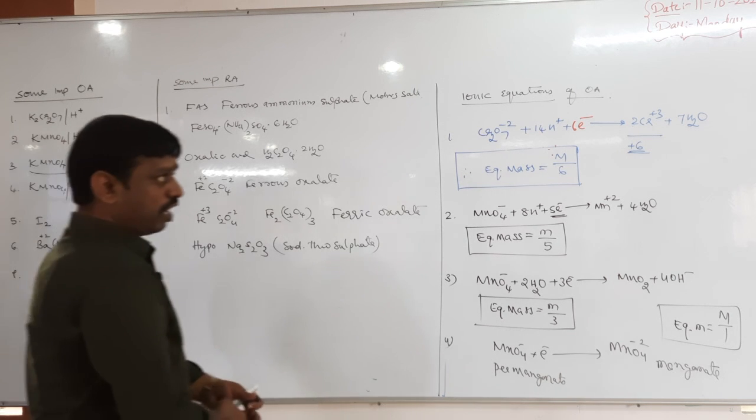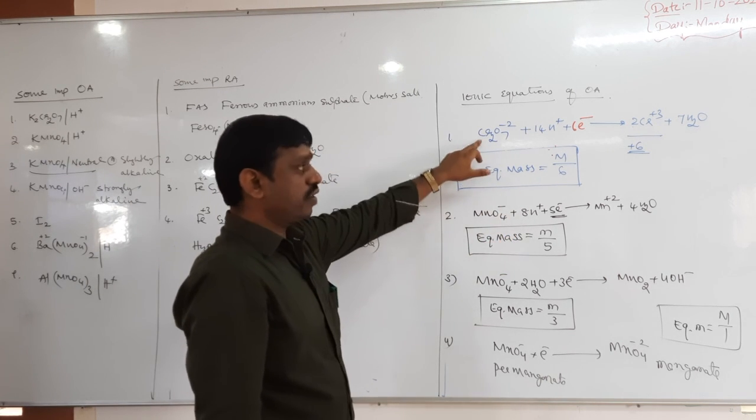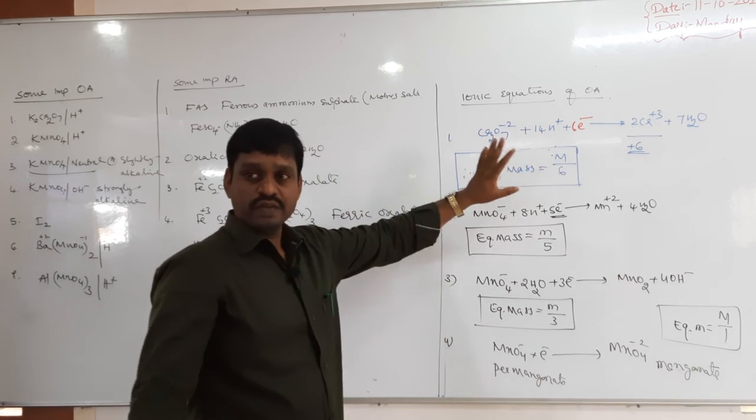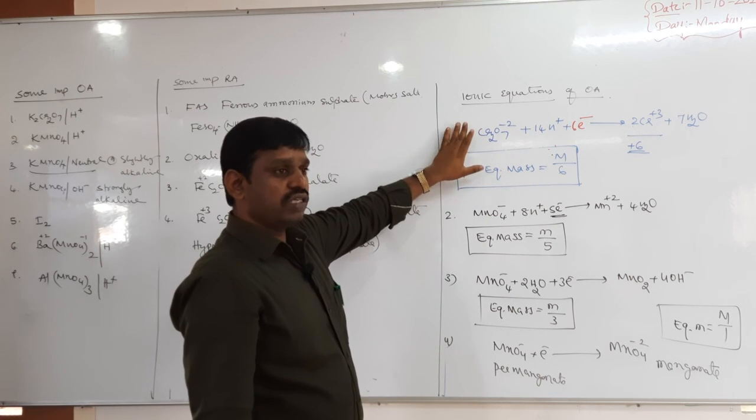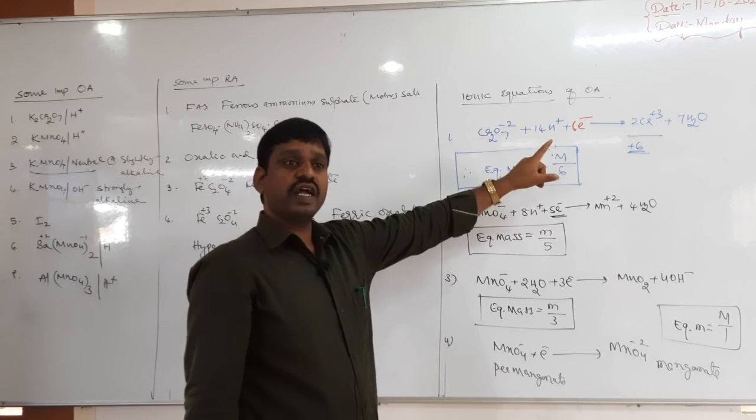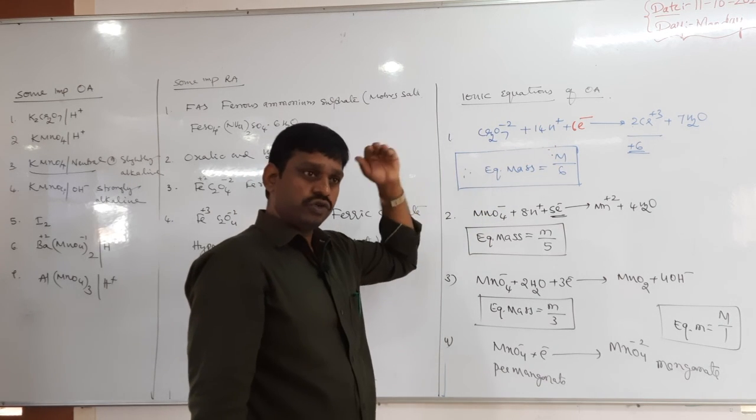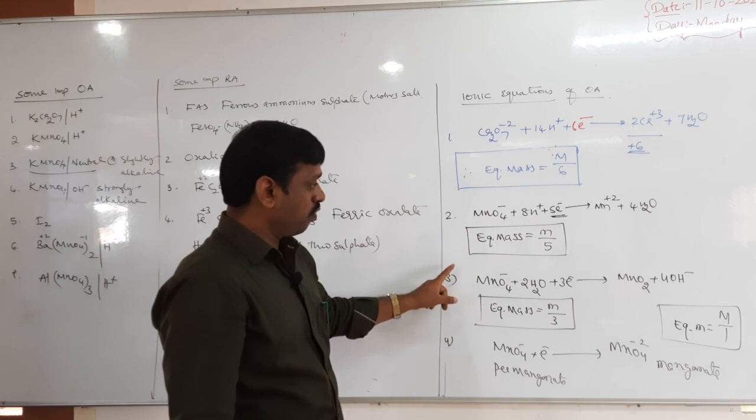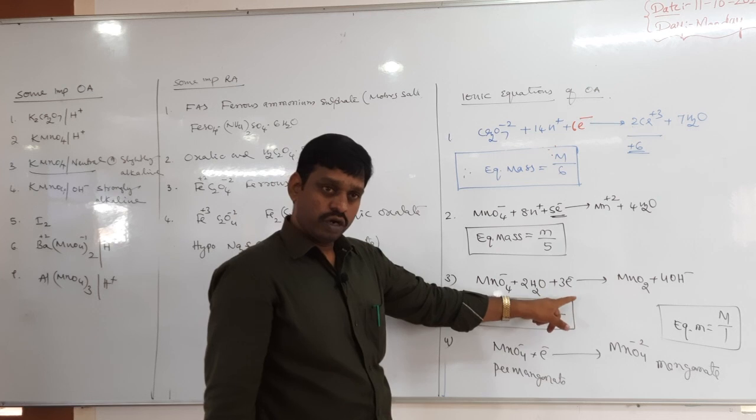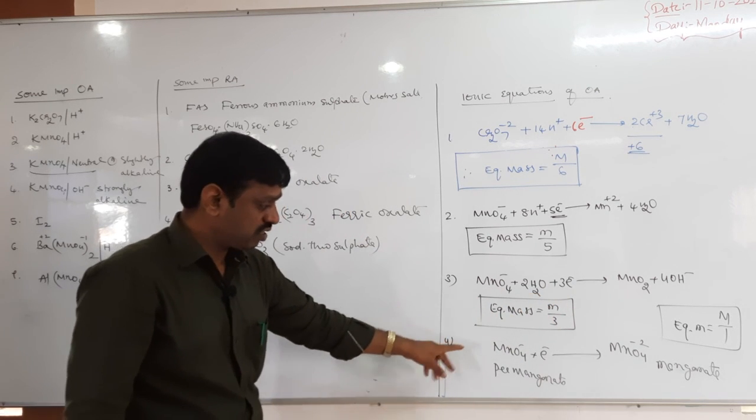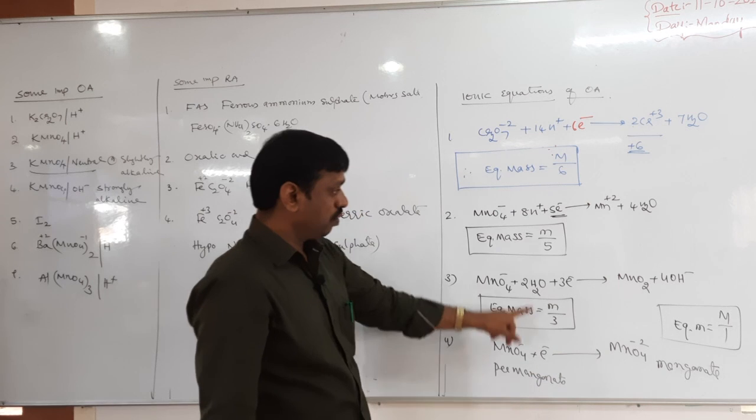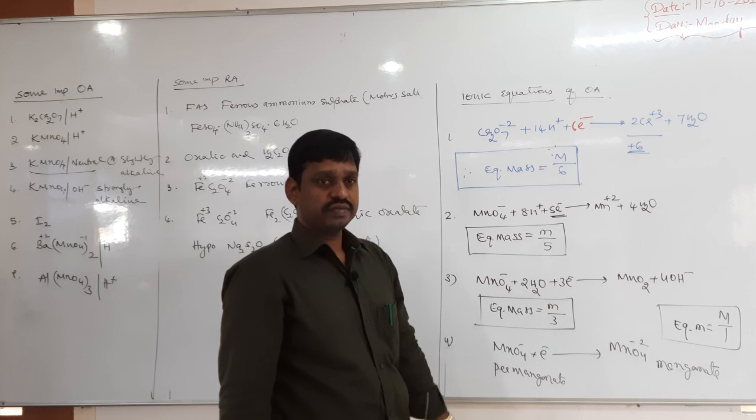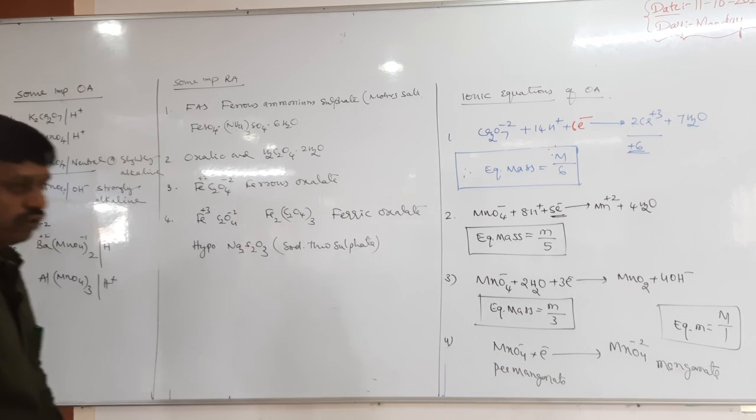See, in ionic equations, what are the important things? One is the equation. Second is the number of electrons added. This number of electrons added, you have to memorize. For example, potassium dichromate in acidic medium, number of electrons added is 6. This you should remember. Next, MnO4− in acidic medium 5, in neutral medium 3, in strongly alkaline medium 1. 5, 3, 1: acidic, neutral, basic. Okay, we shall continue next class.